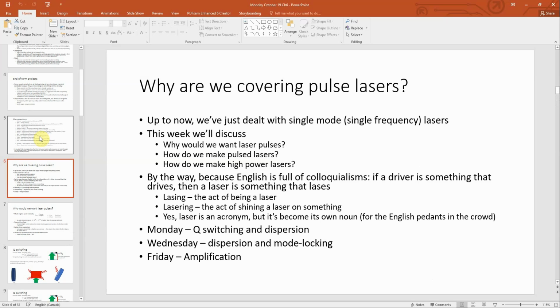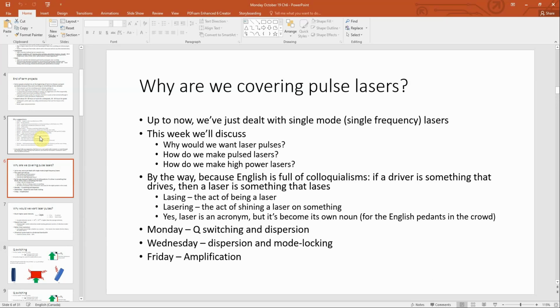And yes, laser is an acronym. It stands for light amplification by stimulated emission of radiation, of course. But you no longer have the periods in between all the letters, so it's no longer actually thought of as an acronym. It's thought of as a noun. And so, for the English pedants in the crowd, laser is itself a noun, and it's used as its own noun.